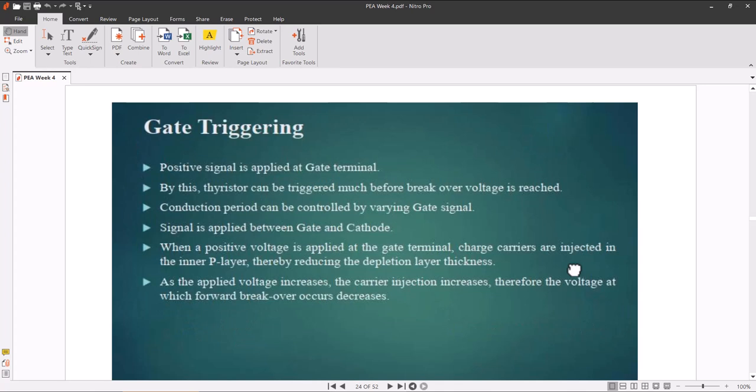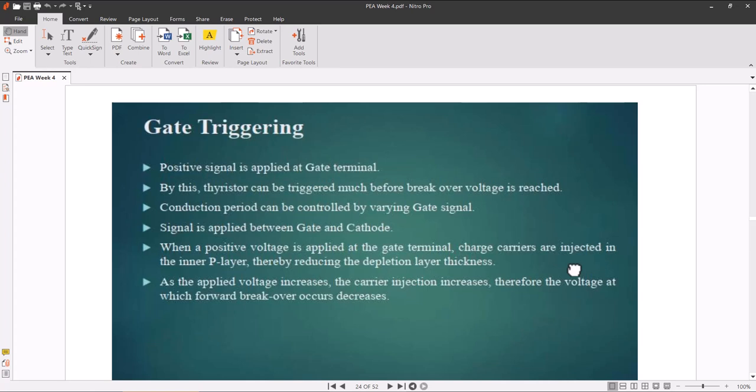The other one is gate triggering, which is the normal method. A positive signal is applied at the gate terminal. By this, the thyristor can be triggered much before the breakover voltage is reached. Conduction period can be controlled by varying the gate signal. The signal is applied between the gate and cathode.